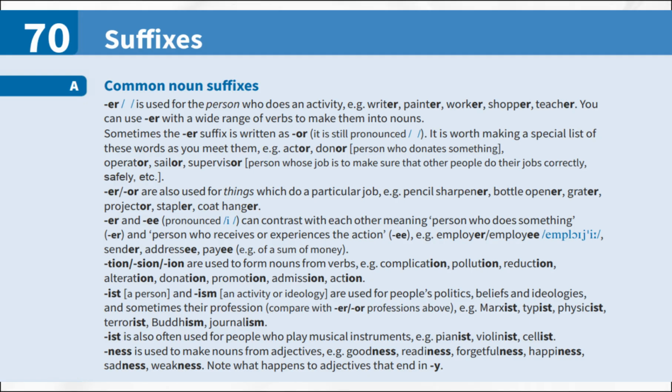-ist, a person, and -ism, an activity or ideology, are used for people's politics, beliefs, and ideologies, and sometimes their profession. For example, Marxist, typist, physicist, terrorist, Buddhism, and journalism. -ist is also often used for people who play musical instruments, such as pianist, violinist, and cellist. -ness is used to make nouns from adjectives. For example, goodness, readiness, forgetfulness, happiness, sadness, and weakness. Note what happens to adjectives that end in y.